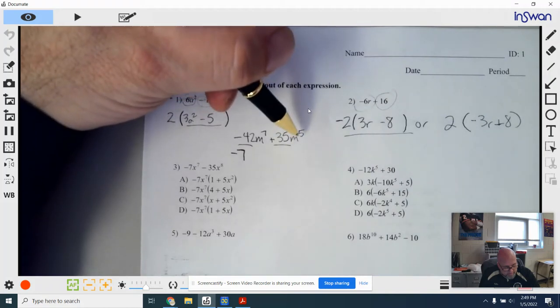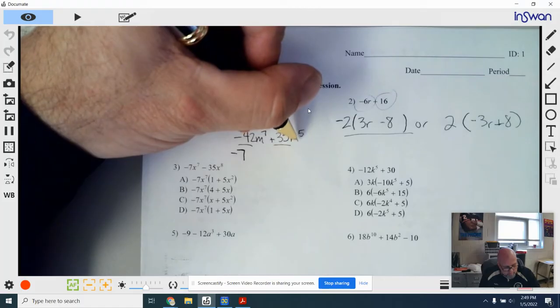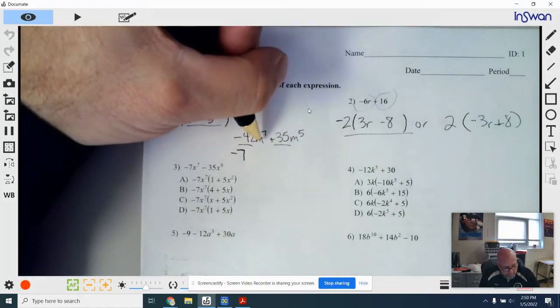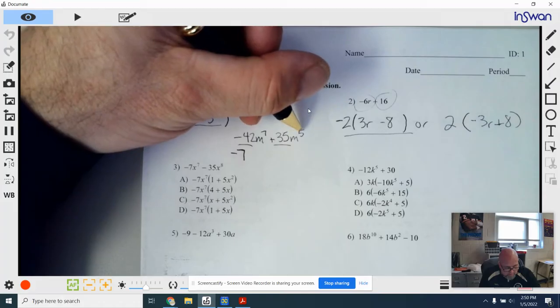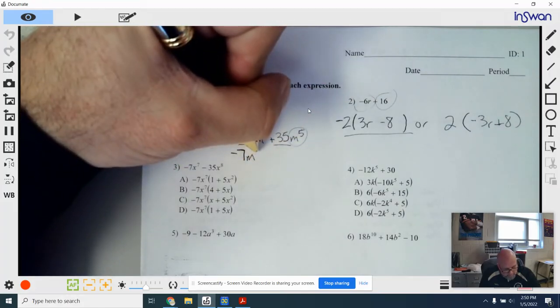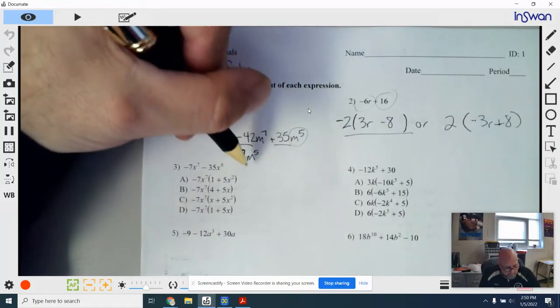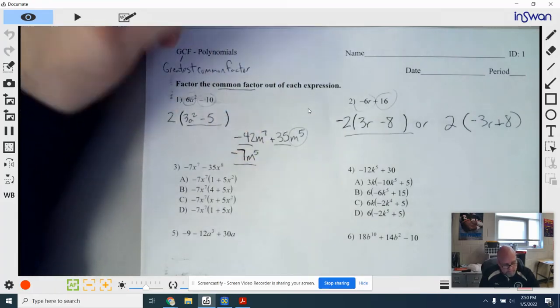You have 5 m's, m to the 5th power. So then you think, well, what do they share, or what could be the common factor between that? It's really just which one has the least amount of m's, and it's going to be this piece right here. So they both at least have 5 m's. So I'm going to pull out 5 m's. Okay, and this negative 7m to the 5th is my GCF.